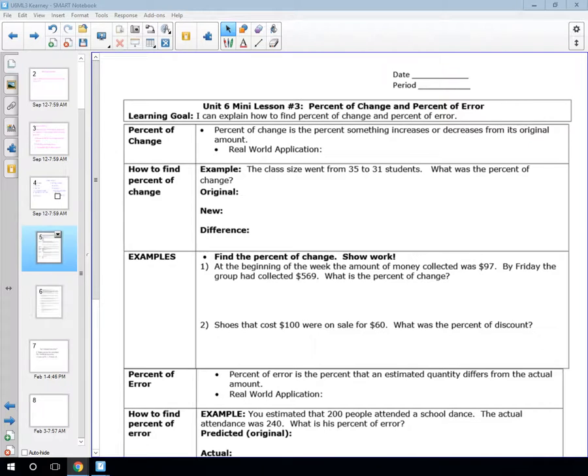Today on our Kearney Math Show, we are featuring mini lesson 3, which is percent of change and percent of error. You guys know the routine. My expectations: I just want to see that you are writing down everything that you see in the video. If at any point you have questions, please feel free to pause, write down your question, or you can always go back and listen to it.